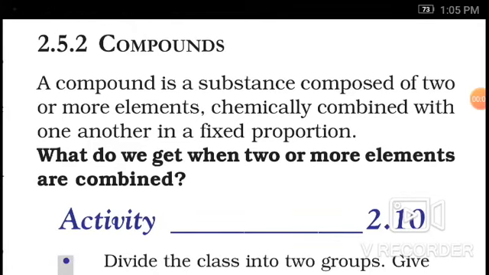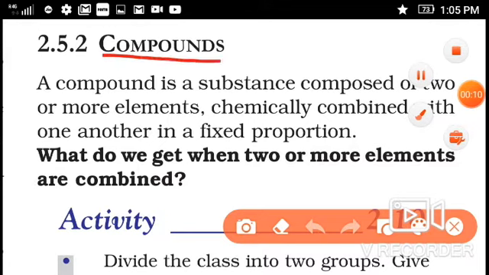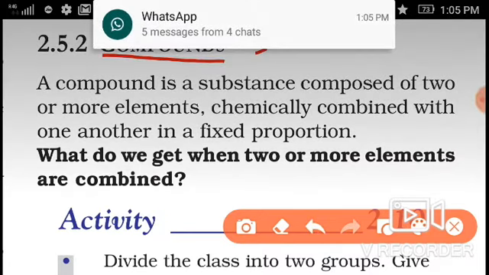Hello everyone. Today we'll start the topic compounds. Okay, and I will try to cover each and every point.